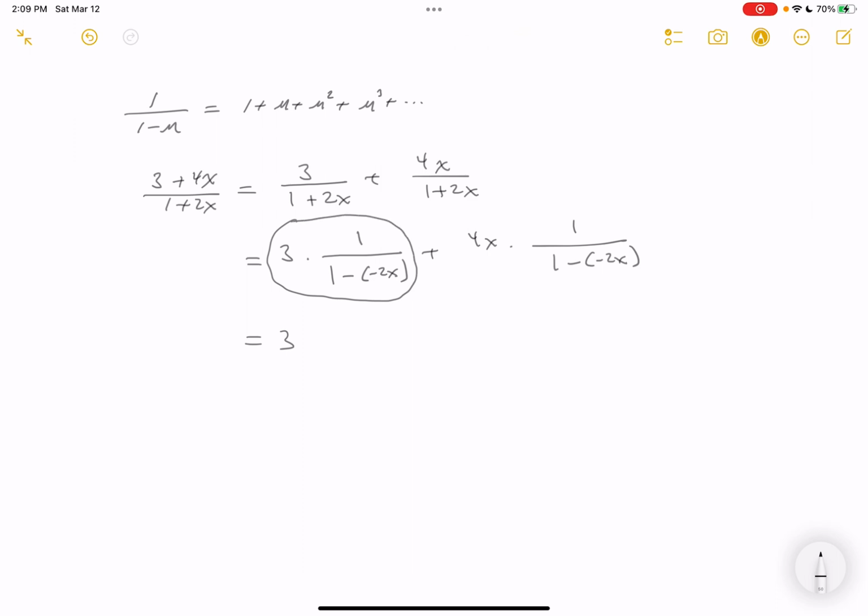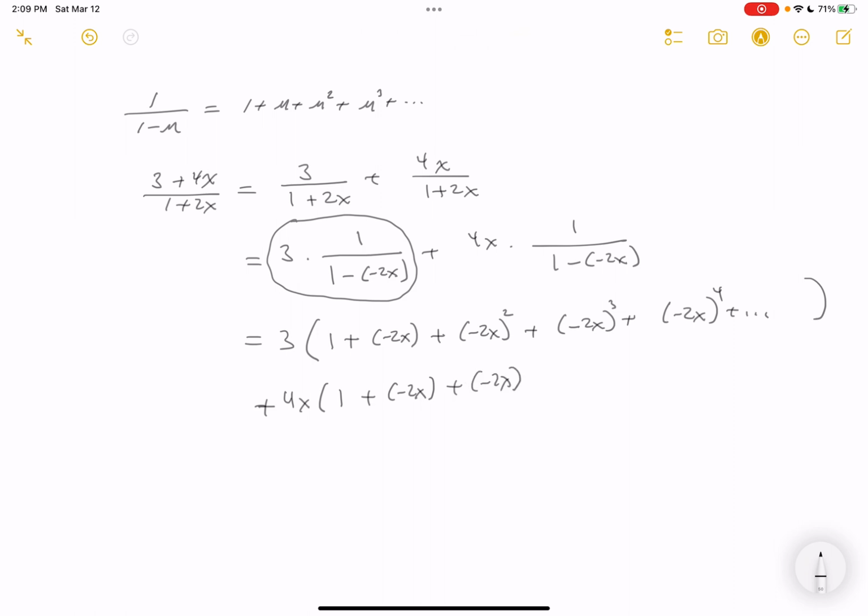All right, it's fairly easy to write down. However, most people need practice doing it. What are you going to get? 1 plus u, that's a 2x, plus that u squared, plus that u cubed. You get the idea. I could write that down all day long. Plus 4x times the exact same thing, by the way. We're going to get 1 plus minus 2x plus minus 2x squared plus minus 2x cubed plus yada, yada, yada. It goes on forever.